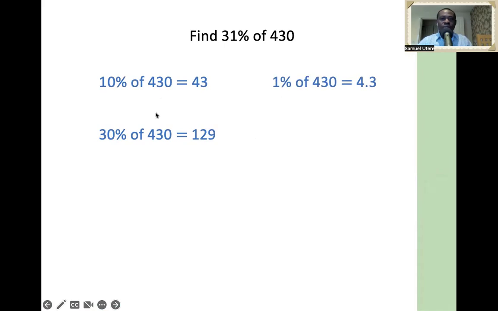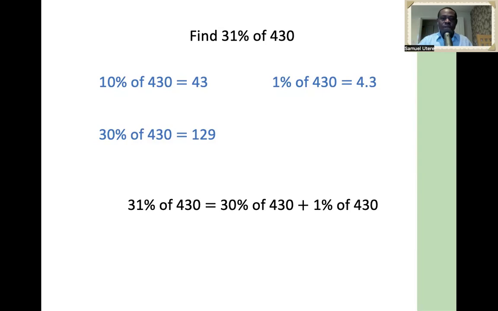So we can use these facts to find 31%. And the way to do that is to add the constituent amounts that would make 31%. And that should give you your answer. So 30% of 430 plus 1% of 430 will give you 31%. Okay? And that's 129 plus 4.3, and that gives you 133.3. Okay? 133.3.